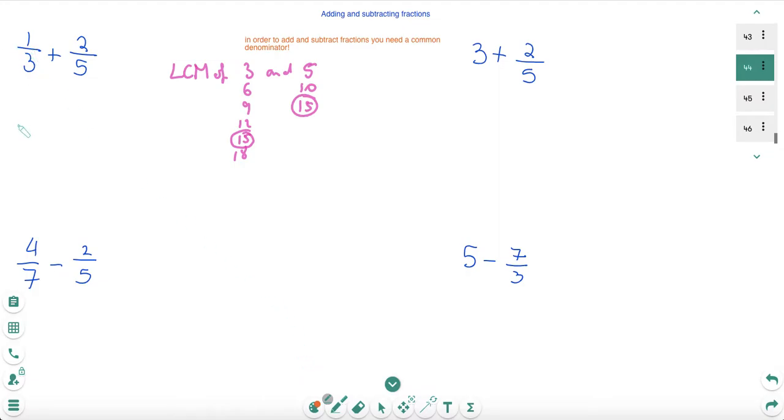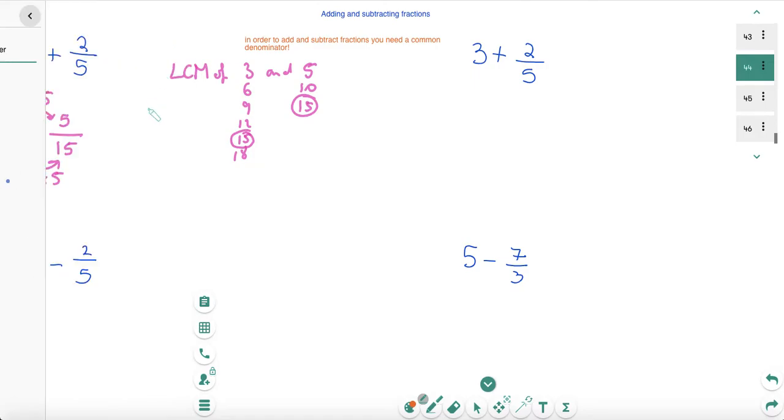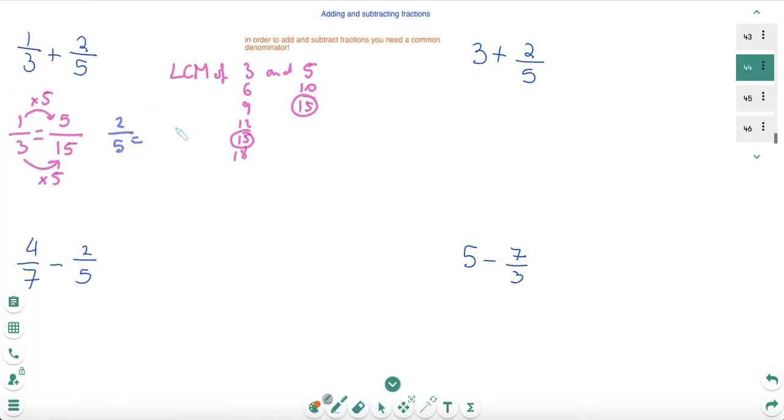So we'll get the first fraction, 1/3. Our new denominator is 15. From 3 to 15 is times 5. And then we just mirror it. So if the bottom is times 5, we're going to times the top by 5. 1 times 5 is 5. We'll get our second fraction and do the same thing. 2/5. Our new denominator is 15. 5 times 3 is 15. We'll mirror it. So 1/3 is the same as 5/15. 2/5 is the same as 6/15.